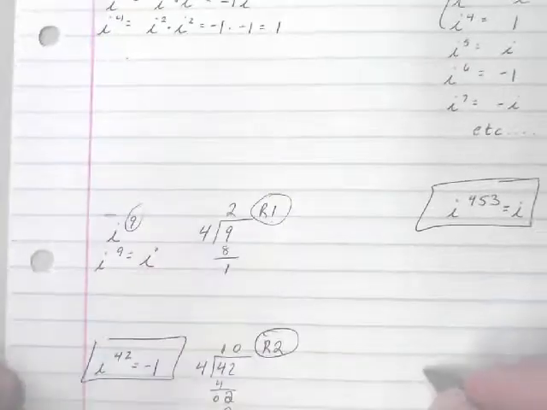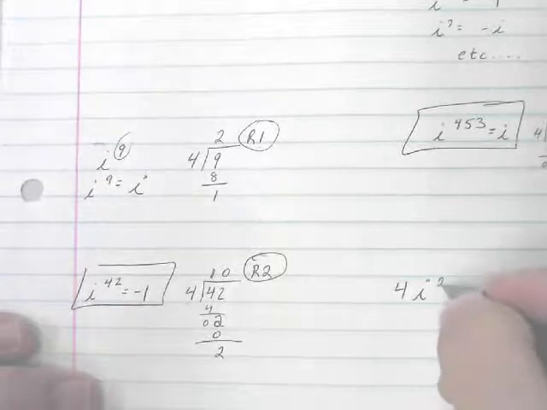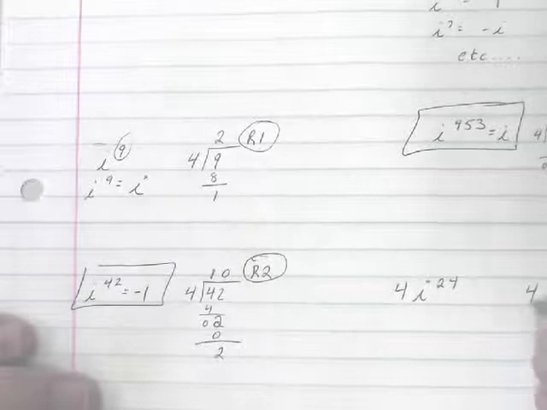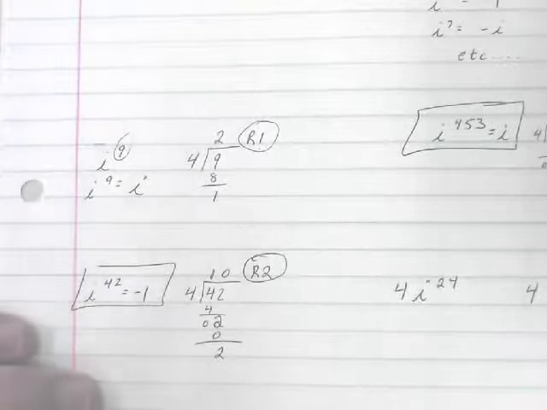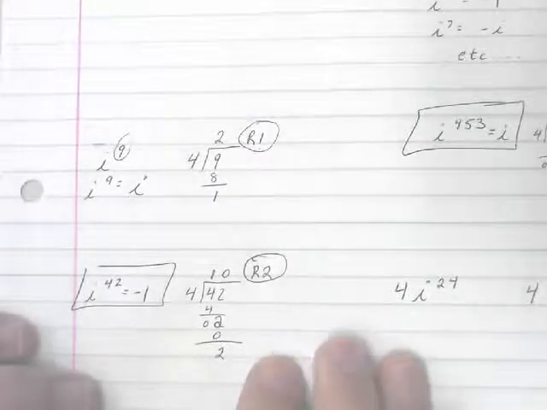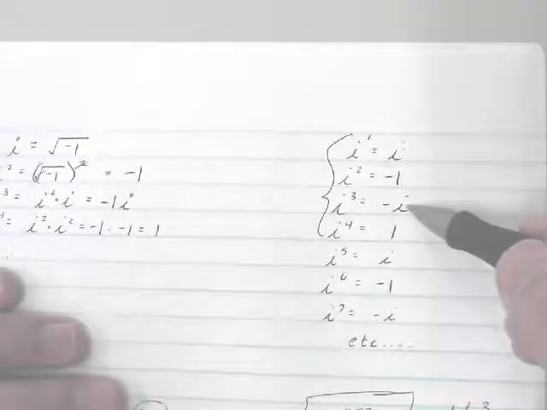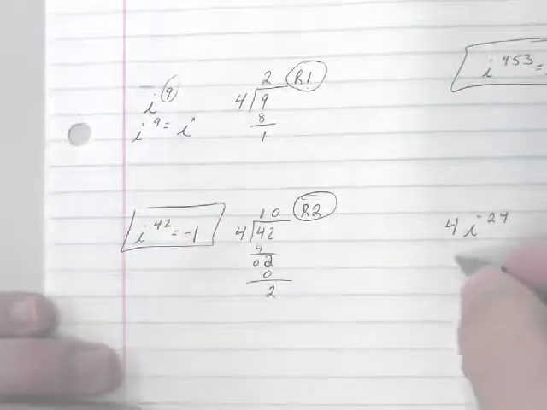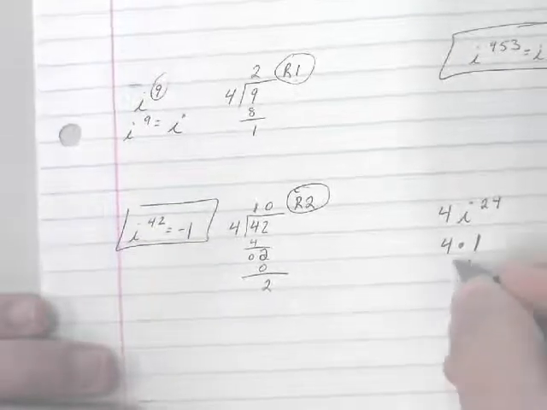How about if I have 4i to the 24th power? Well, 24 is unique because it's divisible by 4. There is no remainder. Anytime there is no remainder, the pattern goes remainder 1, remainder 2, remainder 3, and the last term of my pattern is no remainder. So this would be 4 times that last term, which is 1, which would be 4.